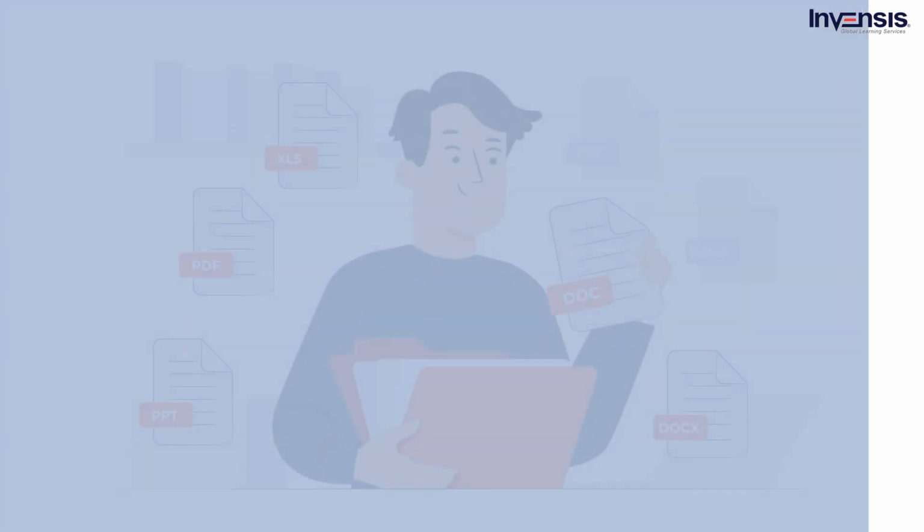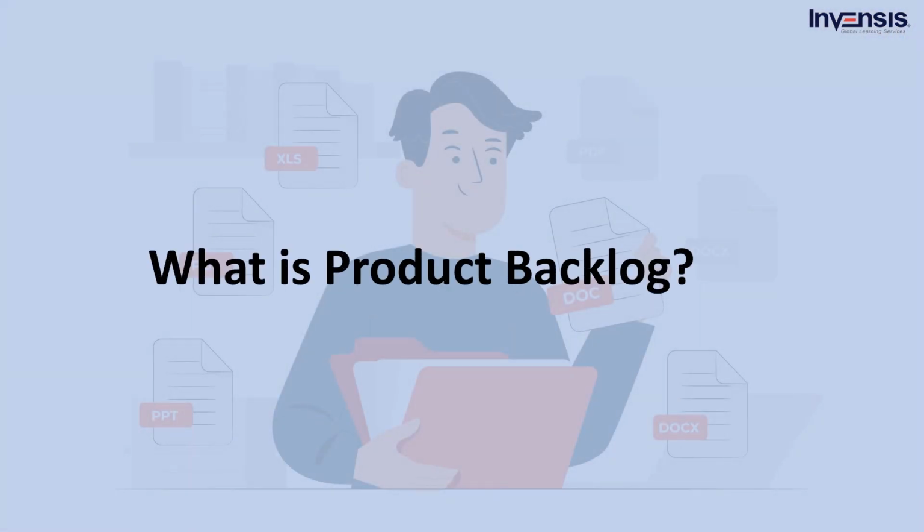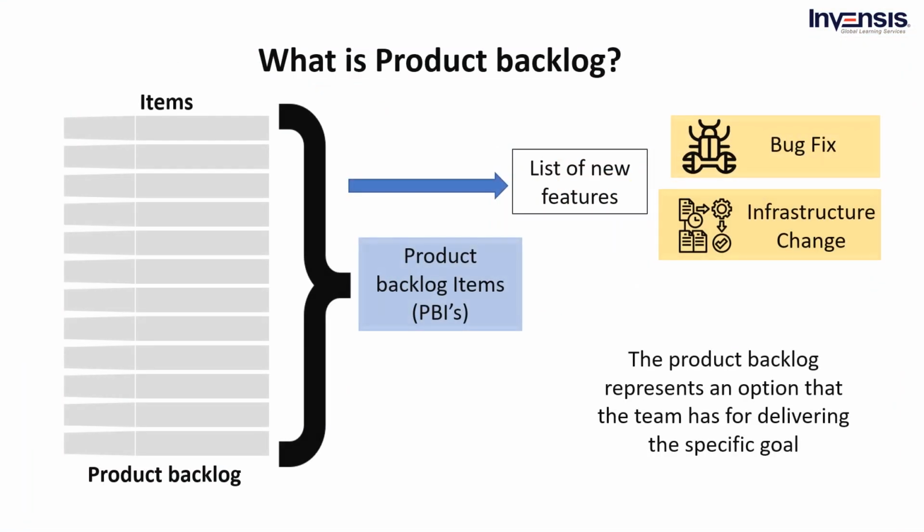So, let's get started. What is product backlog by definition? In product management, a product backlog is a list of prioritized work for the development team, derived from the roadmap and its requirements to improve the product. It also has a list of the new features, changes to existing features, bug fixes, infrastructure changes, and other activities that a team will deliver to achieve a specific goal.